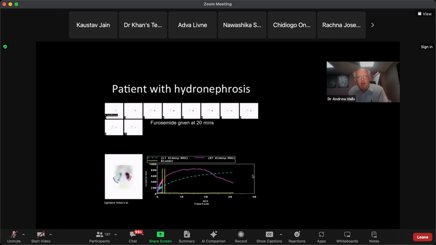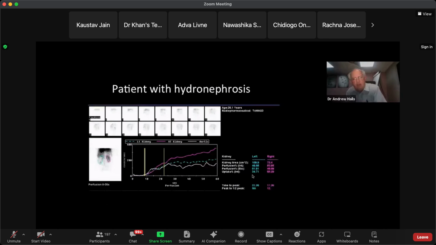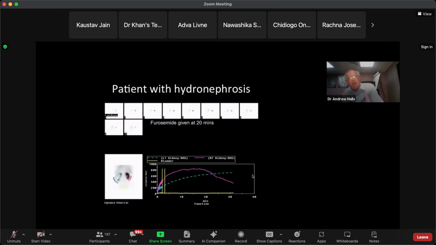Now, this is the perfusion phase. Later on, when you come to the concentration and excretion phases, which might be why you were thinking what you were thinking, then the one that's blocked up gradually increases. The curve just goes on and doesn't fall.